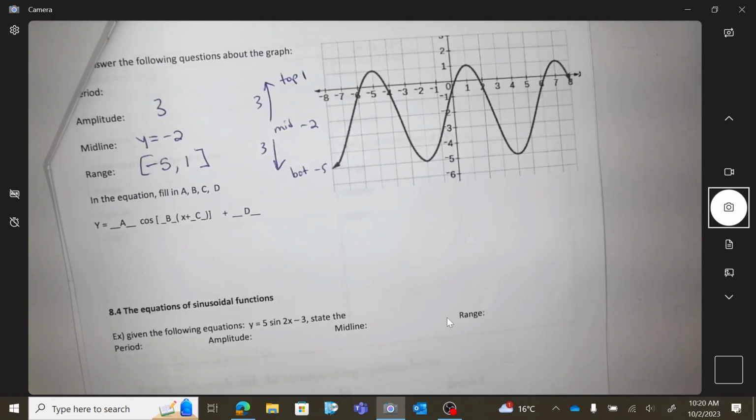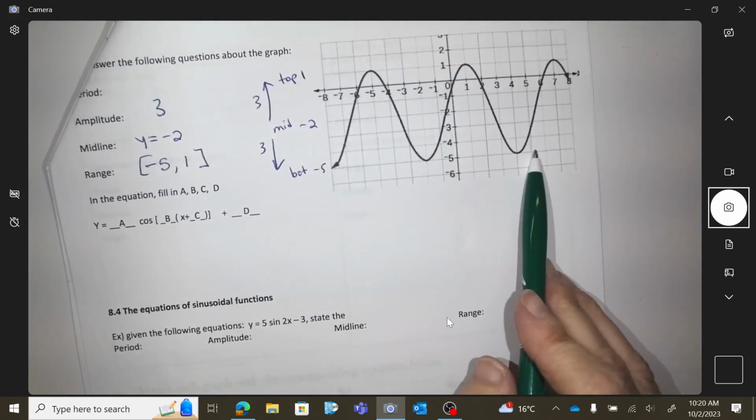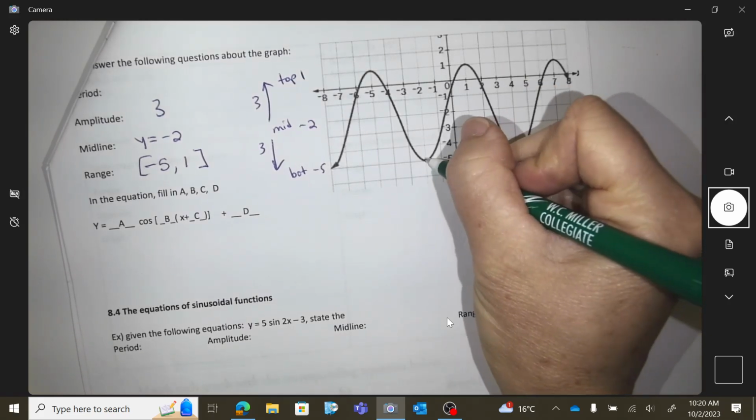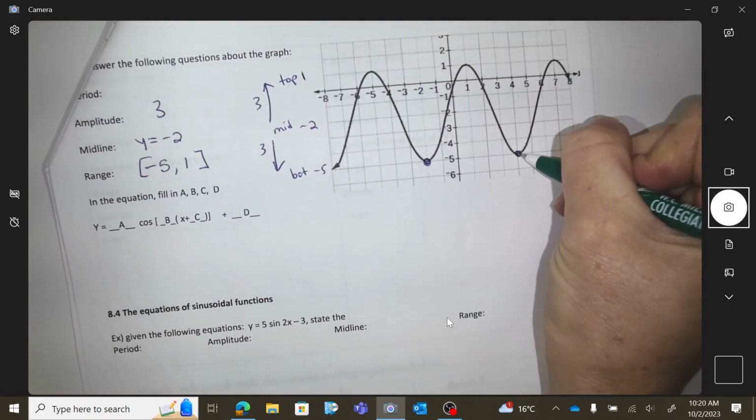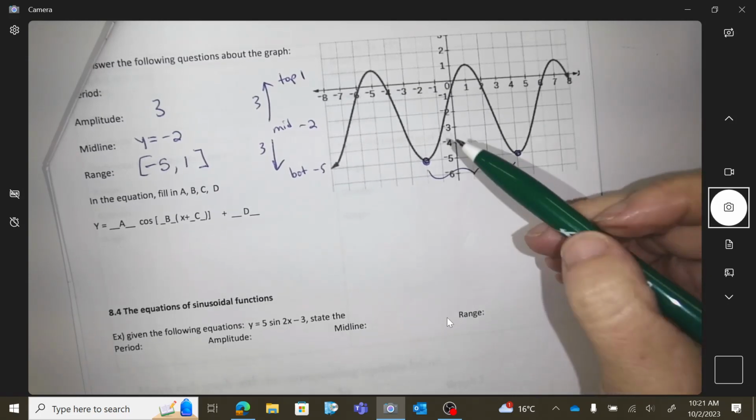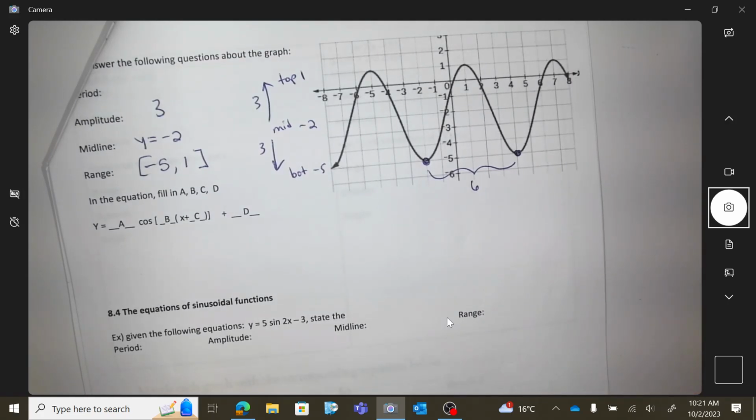Okay, period. What do you want to do? We could do these two, or we could do these two bottoms. I don't care. But at whatever point you pick, you've got to pick the same point that it gets to. So I'm going to pick a low and then the next low and say how much space did it take me to go from a bottom to the next bottom. And I got 6. So that's our period.